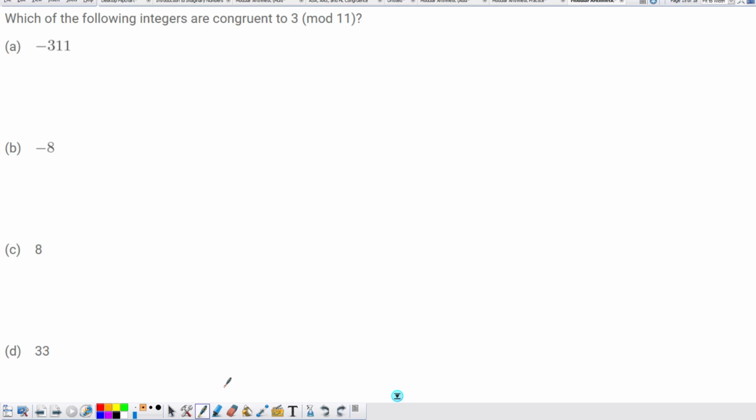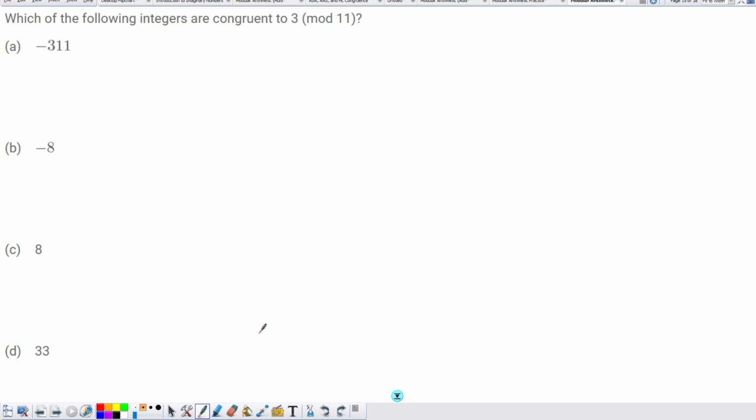Welcome back. So, let us examine the following problems. These are some of the more typical ones you might see. Which of the following integers are congruent to 3 mod 11?